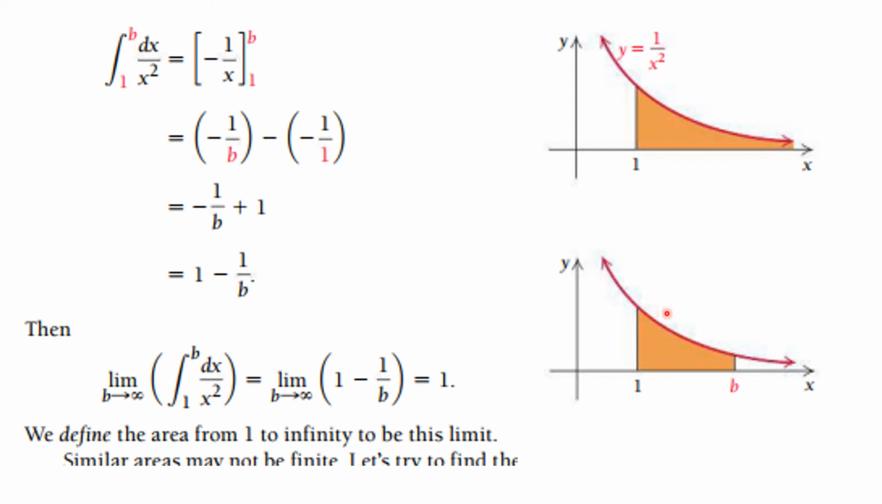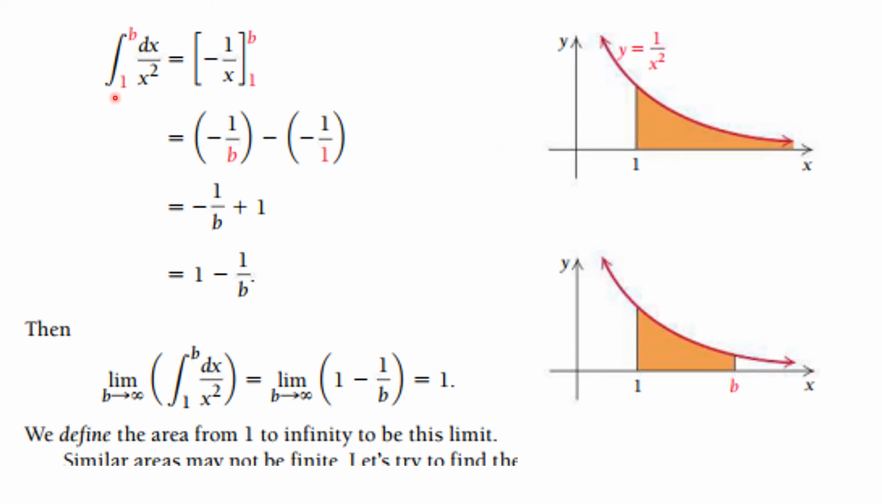So let's do an example here. Suppose you had the function y equals 1 over x squared, which is graphed here, and you wanted to try to determine what is this area going from 1 all the way to infinity. Well, it makes sense to think about this area as being the limit of this area, but as b goes off to infinity. So that's exactly what we're going to do.